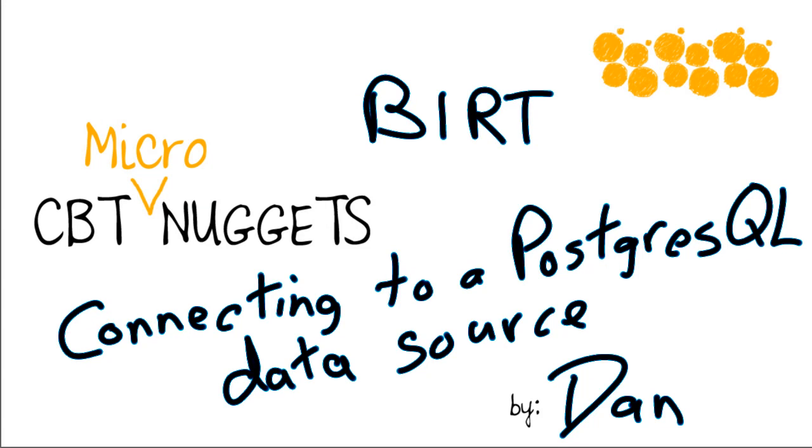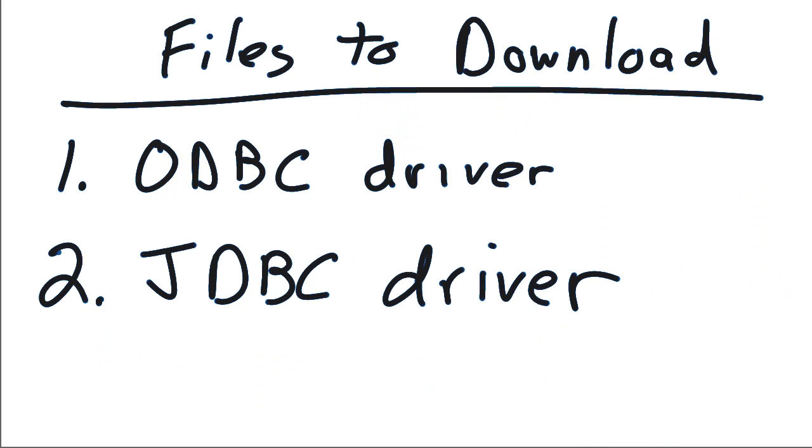Connecting to a PostgreSQL data source with BIRT. BIRT is the Business Intelligence Reporting Tool, open source software similar to Crystal Reports that we're going to be using throughout the series of MicroNuggets. So basically what we're going to do is download a couple drivers, install them, and then create the data connection within the BIRT tool.